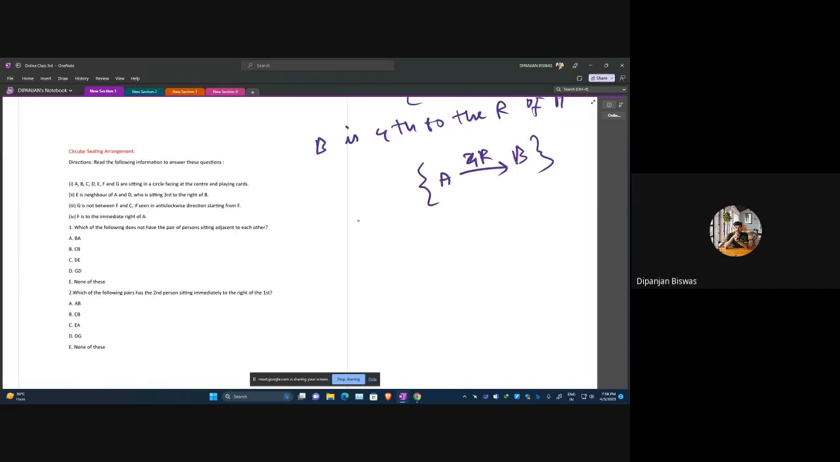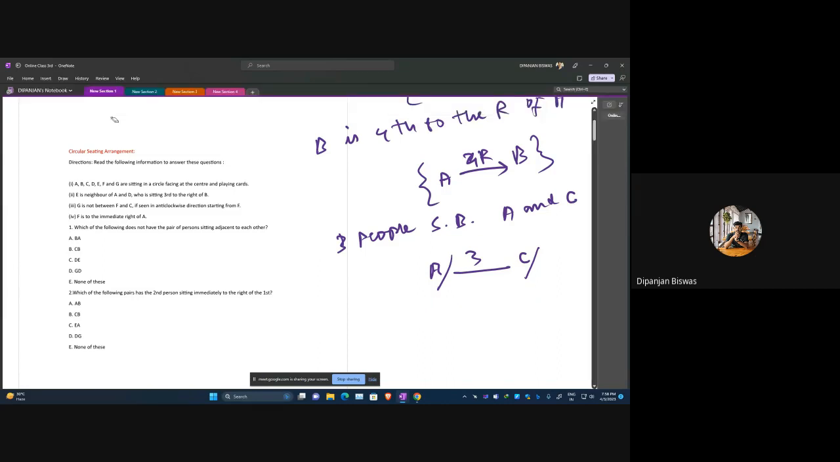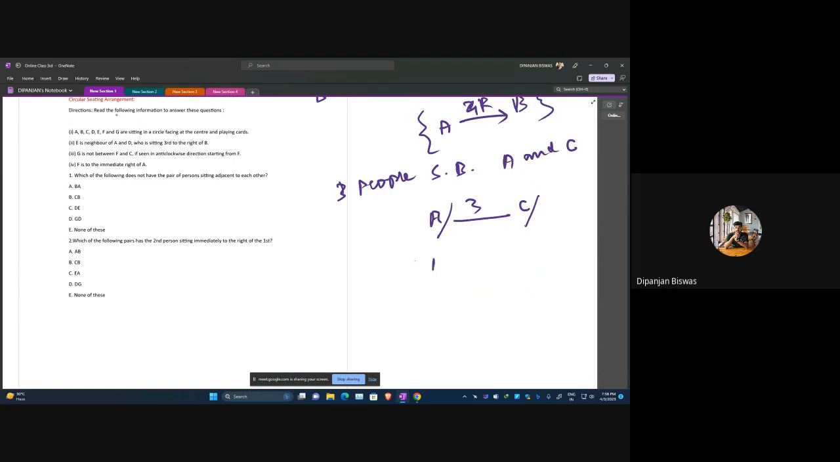Let us say the statement is given: 3 people sitting between A and C. Then you can write in this fashion: A and C. 3 people are sitting between A and C. But it is not said who is sitting first and who is sitting last. So you can draw these oblique signs. So either it can be C 3 people A or A 3 people C. But you don't need to draw 2 hints. You can draw in this fashion. Okay. 3 people are sitting between A and C. And if we draw a hint like this, C is sitting third to the left of A. So what is the difference between these two statements?